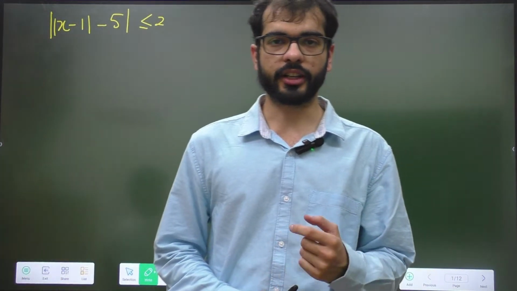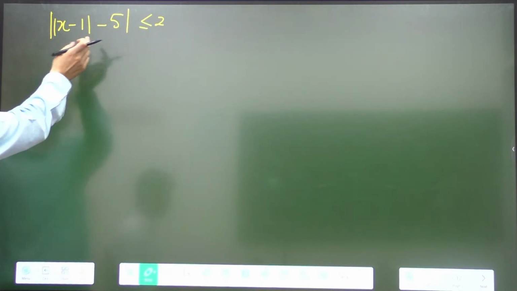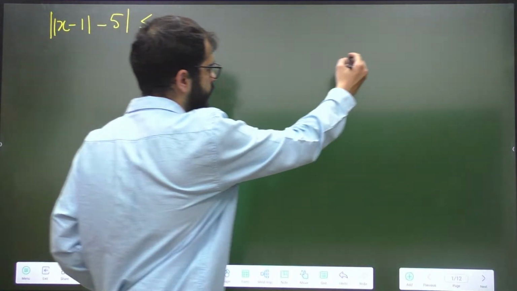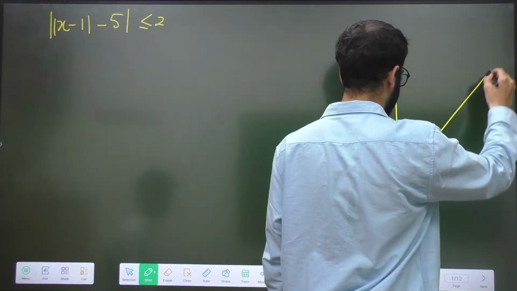Good afternoon. We'll be continuing the lecture which we had abruptly ended yesterday. So this is modulus of mod x minus 1 minus 5 less than or equal to 2. If we have to solve this question, let's recap what we had covered yesterday.